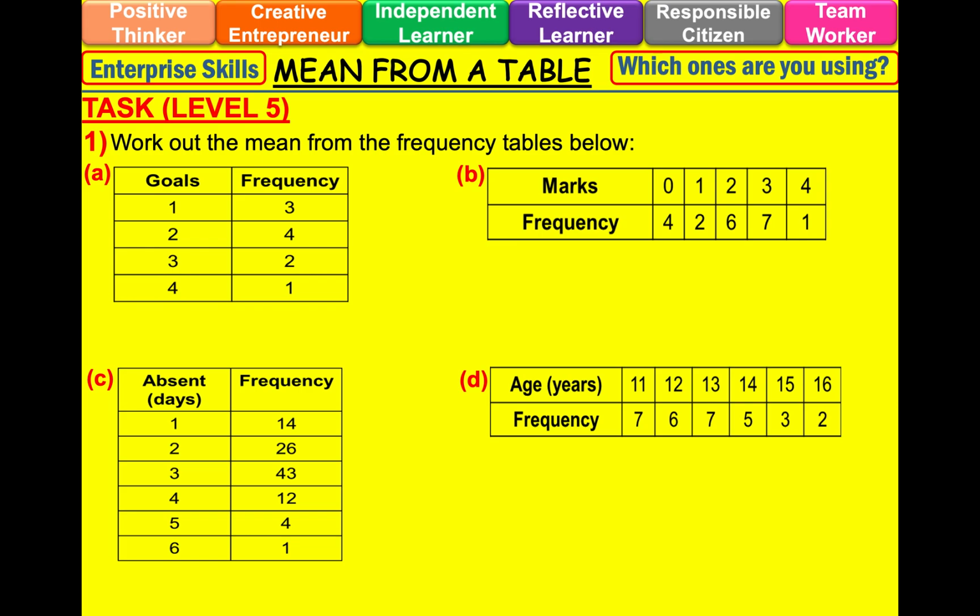Mean from a table, and then we'll have a look. So these are the 4 questions for you to do. I'll start you off on the first one. You have 3 times 1, 4 times 2, 8, 3 times 2, 6, 4 times 1, 4. You add them, total equals 21 divided by 10, which is 2.1. So have a go at these questions. Good luck. Bye.